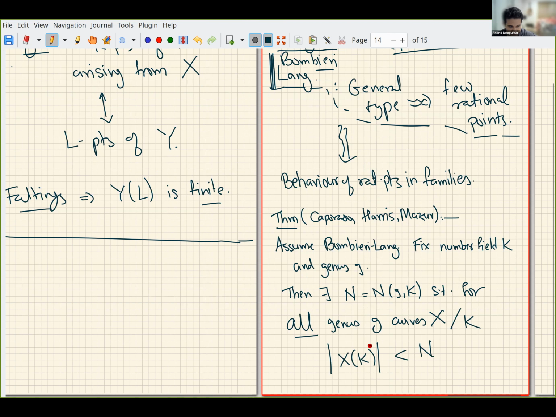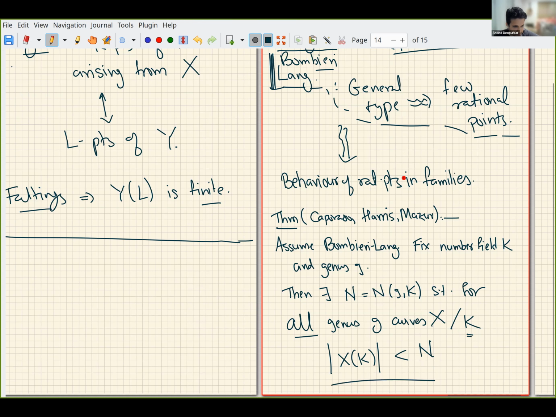So Faltings says that for any given curve of genus G over K, the number of K-rational points is finite. This is something much stronger. It gives a uniform bound. It says that even if you vary the genus G curve over all possible genus G curves defined over that field, the number of rational points is bounded above.